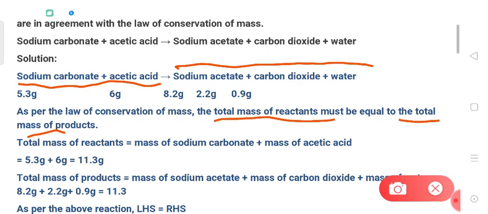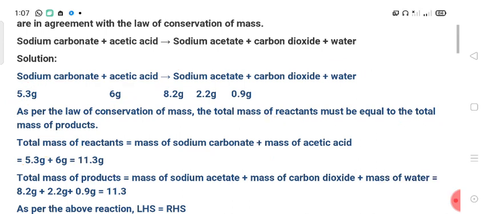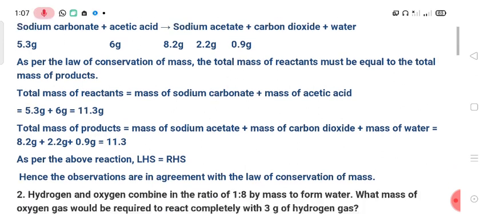So dear students, if the total mass of reactants and total mass of products come to be equal, then the data is in agreement with the law of conservation of mass. So let's check what is the total mass of reactants. The total mass of reactants is equal to mass of sodium carbonate and mass of acetic acid. That becomes 5.3 gram plus 6 gram, the mass of acetic acid. So the total mass becomes 11.3 gram.